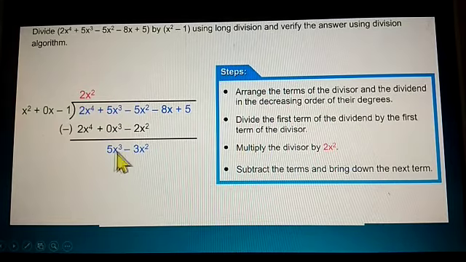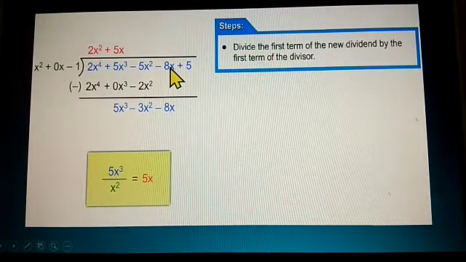Now once we do the subtraction, the next term is to be brought down. So once we do the subtraction, the next term is what? Minus 8x is to be brought down. After bringing it down, again the same step. The first term of the current dividend, 5x cube minus 3x square minus 8x, is to be divided by the first term of the divisor. So 5x cube by x square, now you are getting 5x. That would be the next part of the quotient, that is plus 5x.